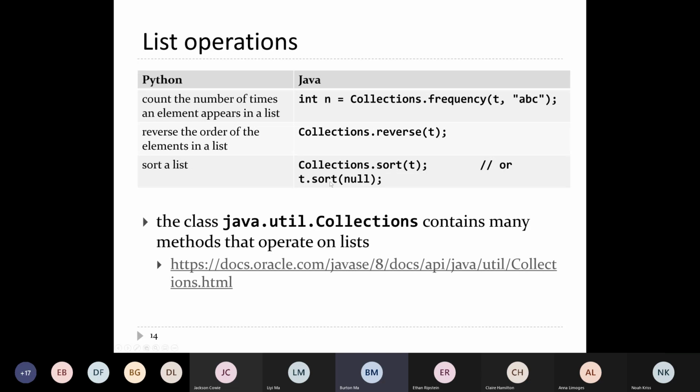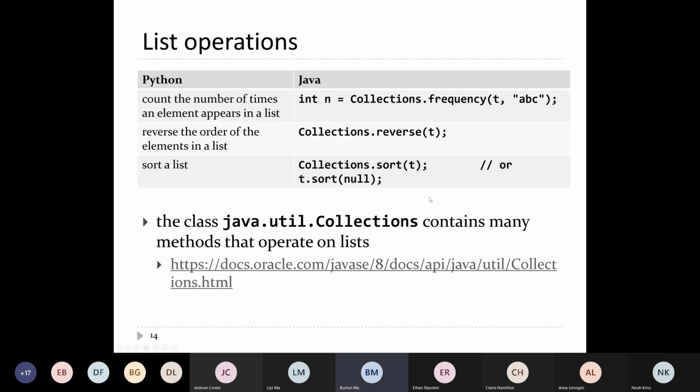Then the sort method will use the default comparison method for the element type that's in the list. So what that means is if you have a list of strings and you sort it by passing in null, then sort will compare strings using the String class's compareTo method. In other words, it'll sort the list of strings by using the dictionary order of the strings. You can change the way that it sorts by passing in a different object here.